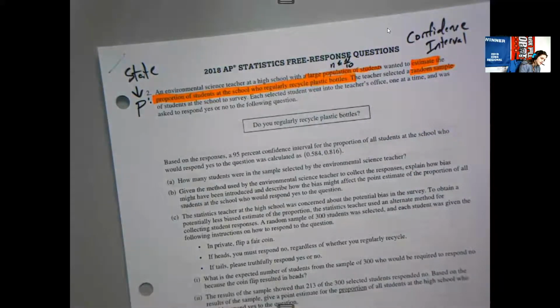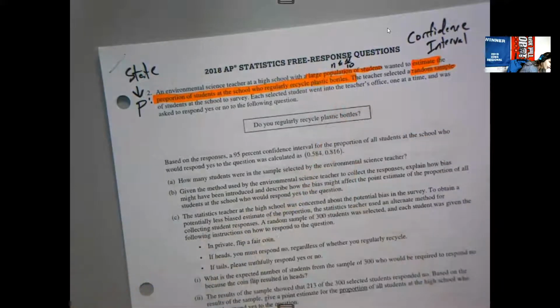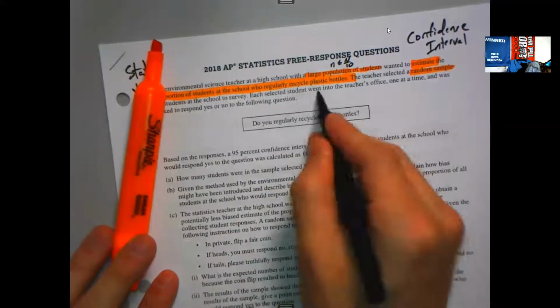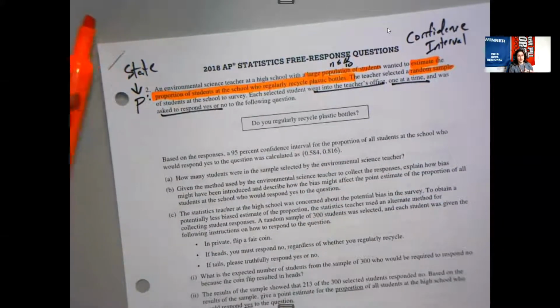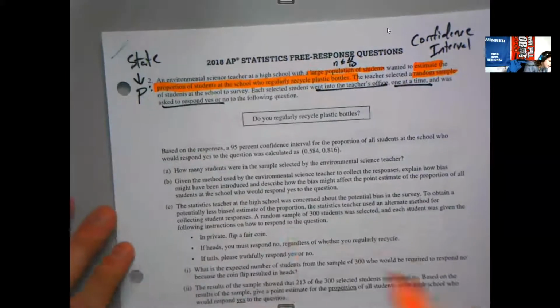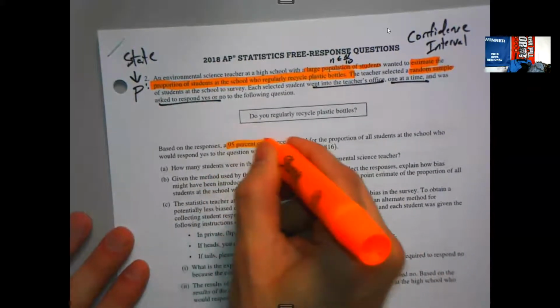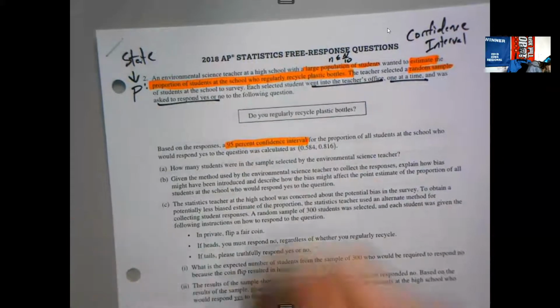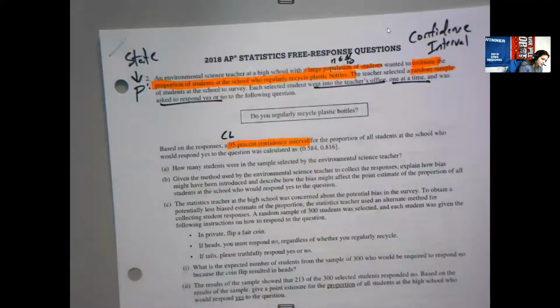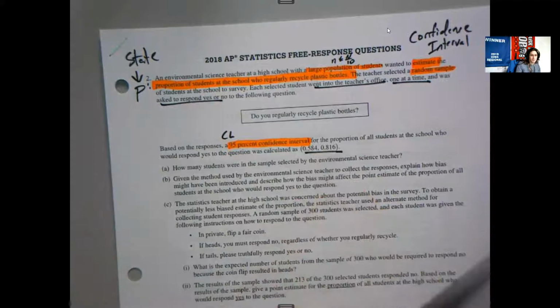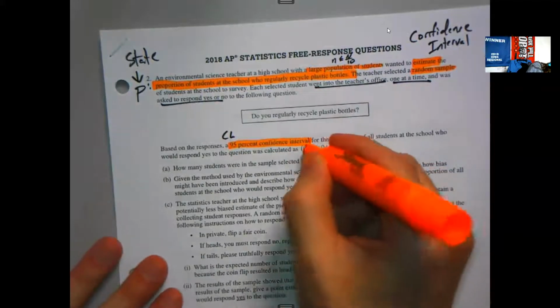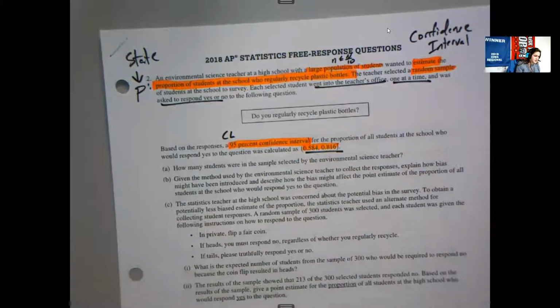Each selected student went into the teacher's office one at a time and was asked to respond yes or no to the following question: do you regularly recycle plastic bottles? Great. And based on the responses, we made a 95% confidence interval, so that's our confidence level, for the proportion of all students who would respond yes to the question, and it was calculated as this interval. Okay. How many students were selected in the sample? Well, how the heck do you know?